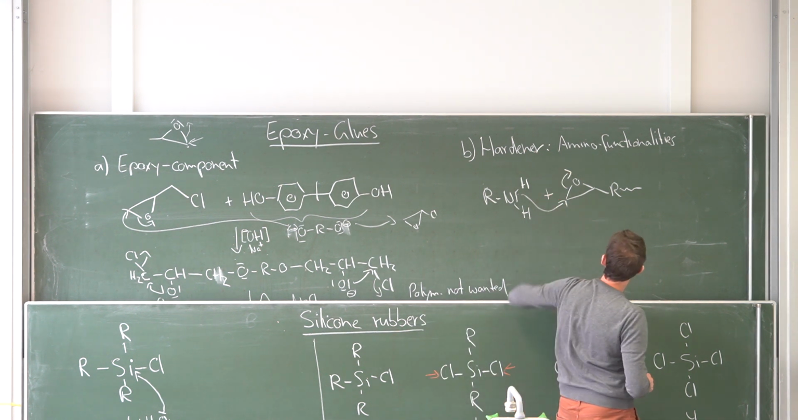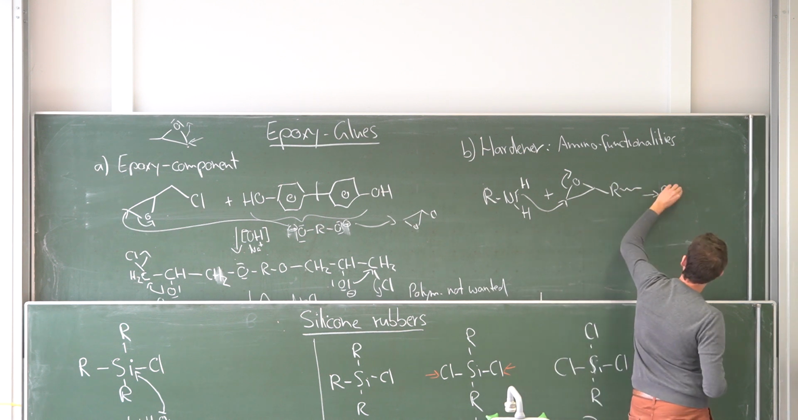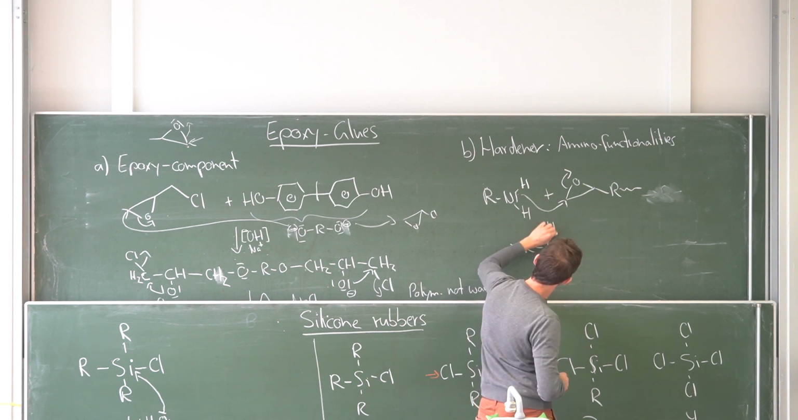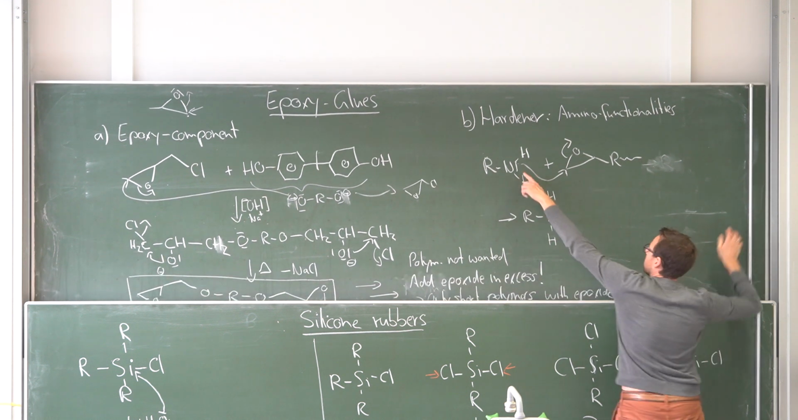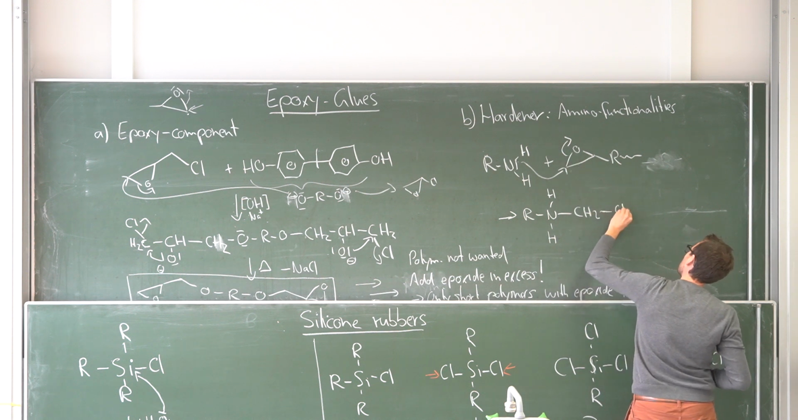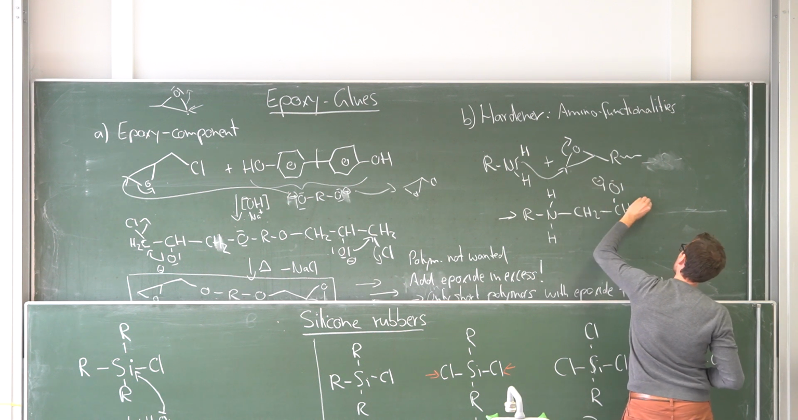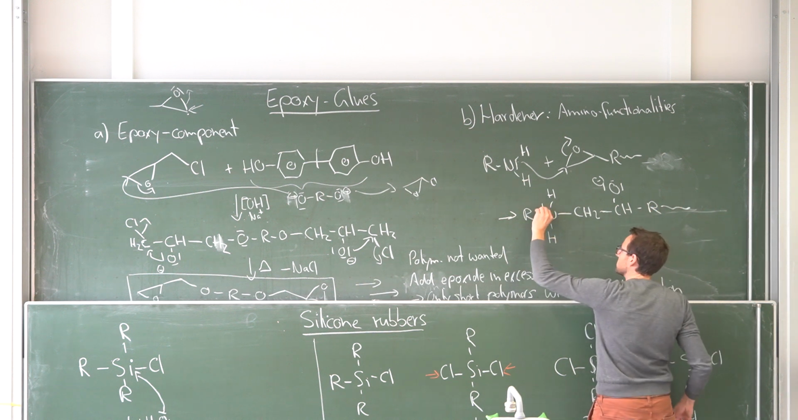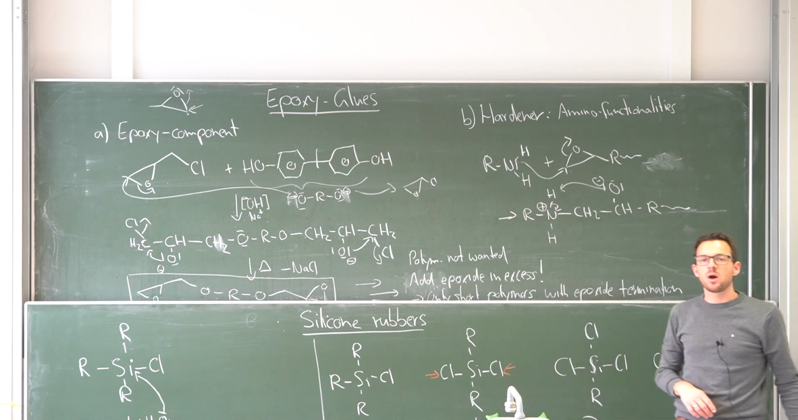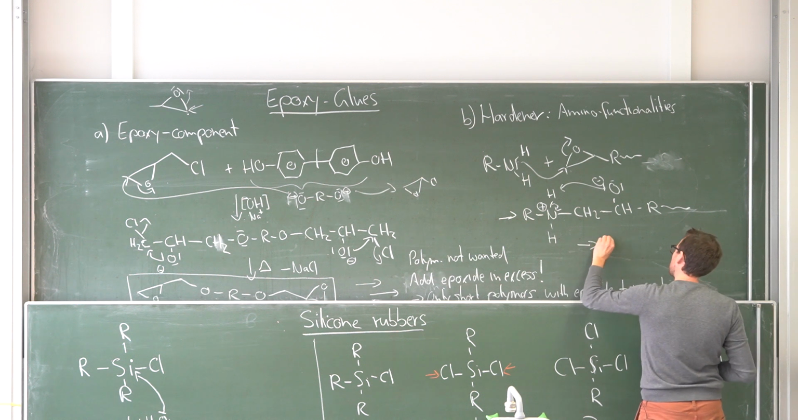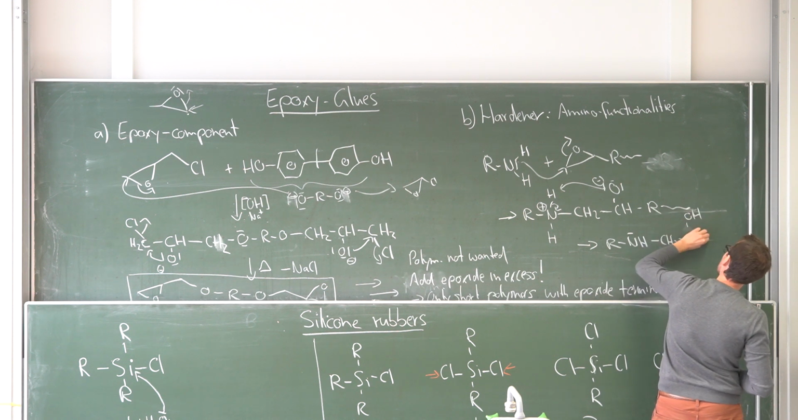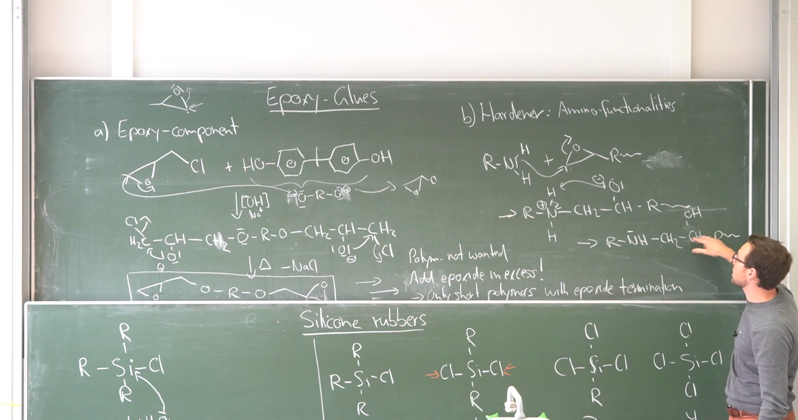This will open this bond. Let's make some more space. This attacks here, so we have a CH2. When this attacks, this opens up. Now, since this lost its electron pair, it has a positive charge. This has a negative charge, so this can easily equilibrate by taking over a proton from the amine, and at the end of the day we reach, we connected the amine to the epoxy group.